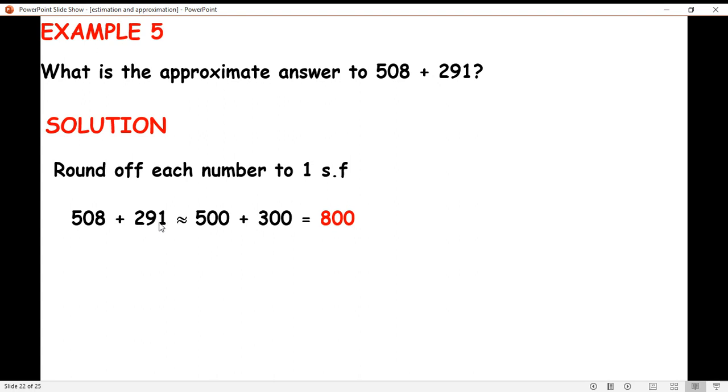Now look at 291. Let's round it off to one significant figure. 2 is the first significant figure, then that makes this 2 our target digit. Since this is our target digit, we're going to look at the digit immediately after 2, which is 9. This 9 is up to 5. That means we round it up. In the process of rounding it up, you add 1 to the left. By the time you add 1 to the left, 1 plus 2 will give us 3, while the remaining 2 is returned to 0. That will make it 300.